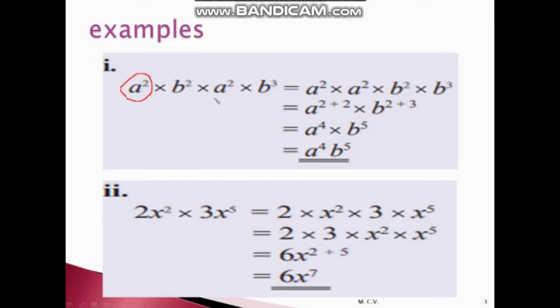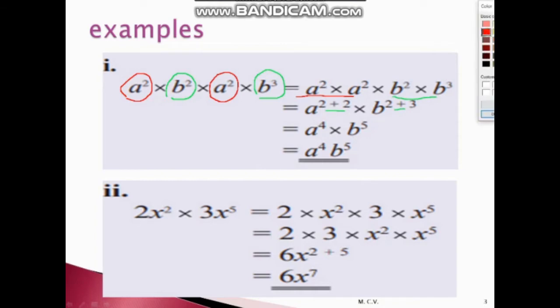Consider the powers having base a, then write them together, a to the power 2 into a to the power 2. Then consider the powers with base b, b to the power 2 and b to the power 3. Write them together. Then add the indices when the bases are equal. 2 plus 2, then a to the power 4. 2 plus 3, then b to the power 5. When we write the answer in the short form, a to the power 4, b to the power 5.